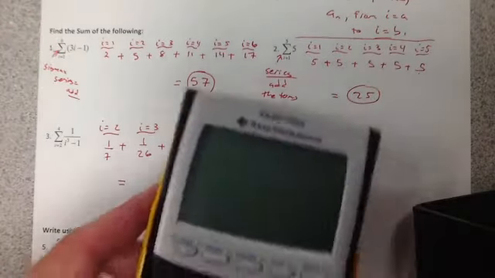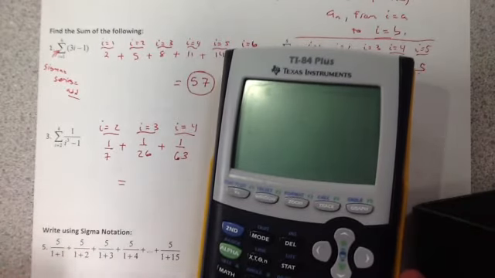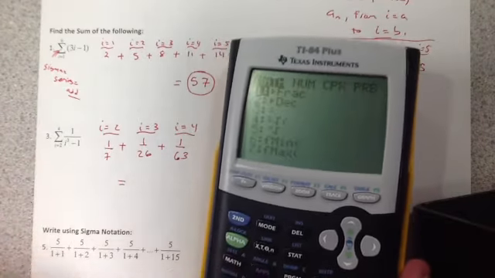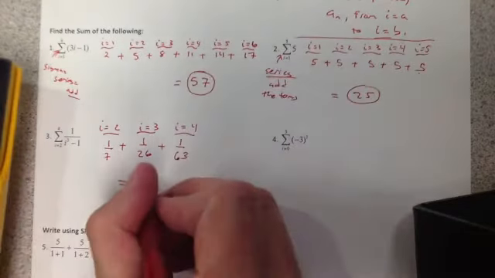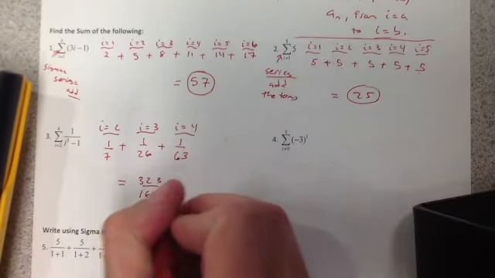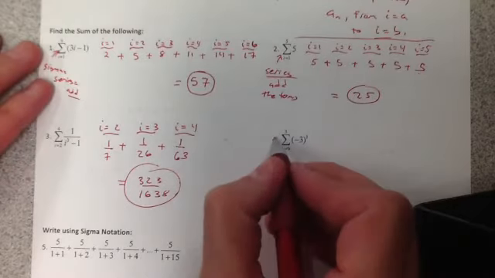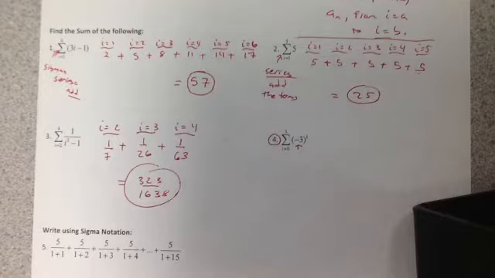Now I'm going to use my calculator here because I really can't do those in my head. I get 1 divided by 7 plus 1 divided by 26 plus 1 divided by 63. Enter, ew, nasty, but change it to a fraction: 323 over 1638. Ugly. All right, what I would like you guys to do is see if you can try number 4. Be careful, we have that negative. That means something. It's going to alternate.